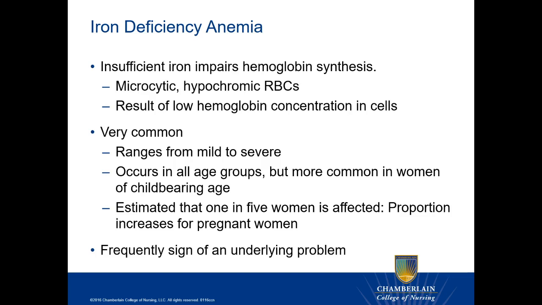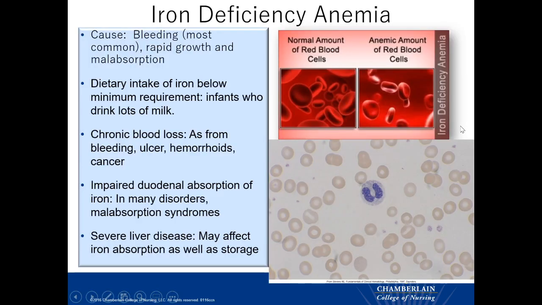Okay. It's pretty common, iron deficiency anemia. It ranges from mild to very severe. It occurs in all age groups. Seems to be more common in women of childbearing years, although we're not quite sure why. It is estimated that 1 in 5 women is affected, and it increases during pregnancy. Oftentimes, it is a sign of an underlying problem, which is why we need to do a little detective work and figure out what's going on. We can treat the anemia, but if we don't fix what's causing it, then it's just going to happen again.